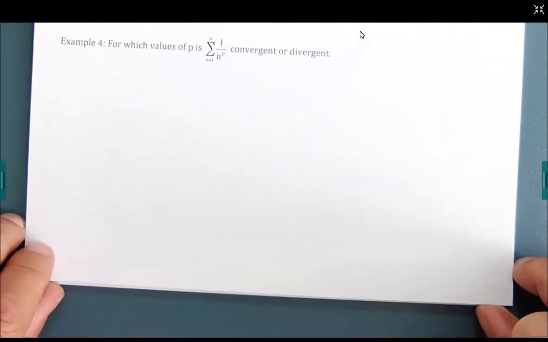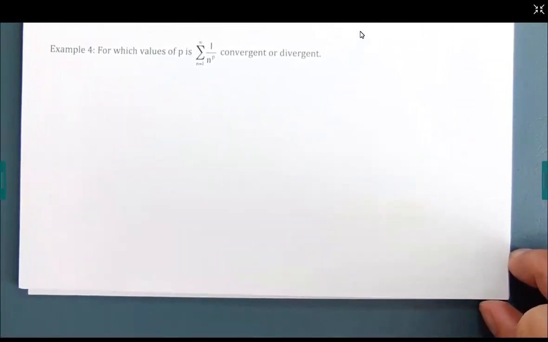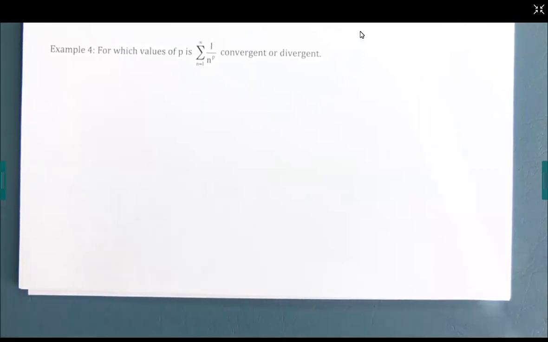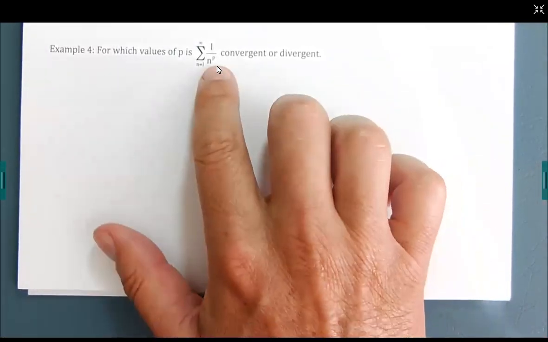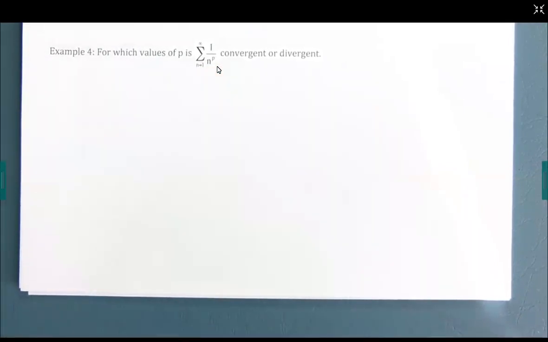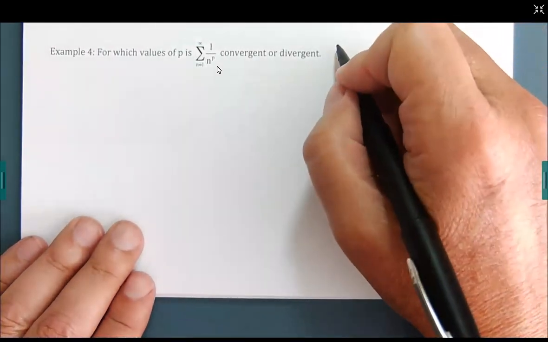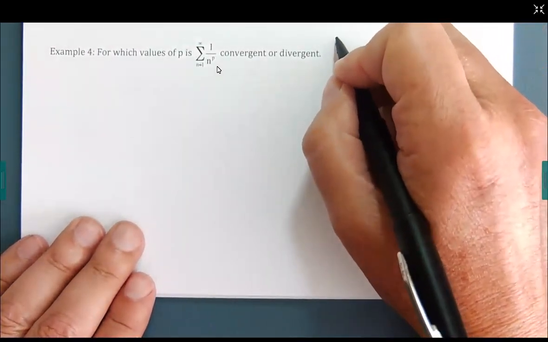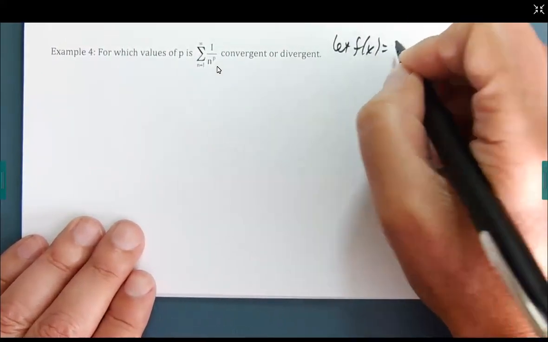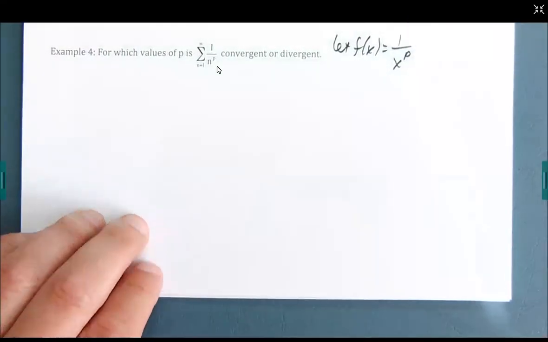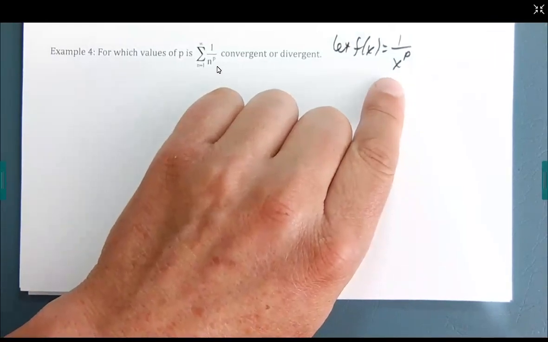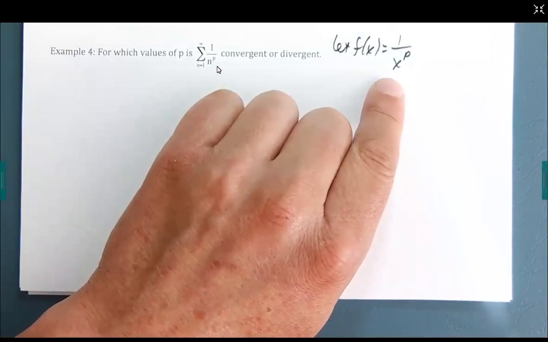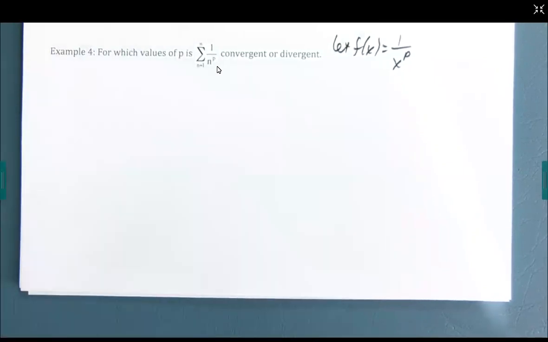All right, next up, and this is a vital one. This brings us to our next big deal here: our p-value. For which values of p is this convergent or divergent? Now, I want to point out that I'm going to let f of x be 1 over x to the p power. To be clear, x is a variable. It changes. p is going to be a constant. It will not change. It is what it is for any given problem.